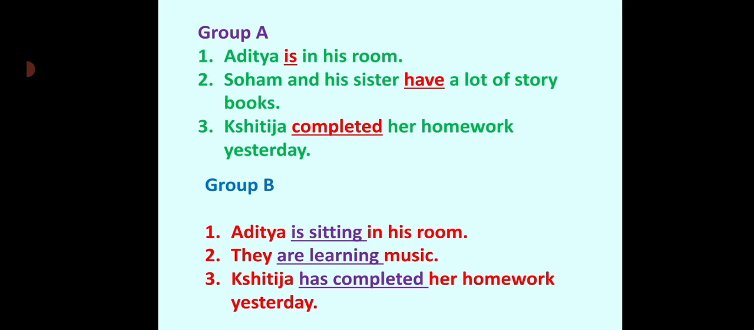In each sentence in Group A, the verb is just one word. You can see here I underlined in Group A: is, have, completed. It has just one word. Whereas in Group B, the verb has two words: is sitting, are learning, has completed. So the auxiliary verb is helping the main verb. That is the difference you can see.